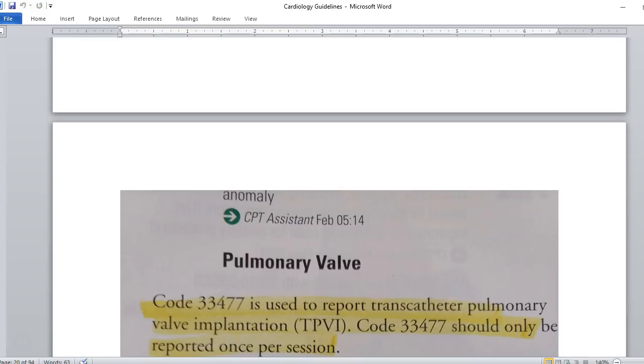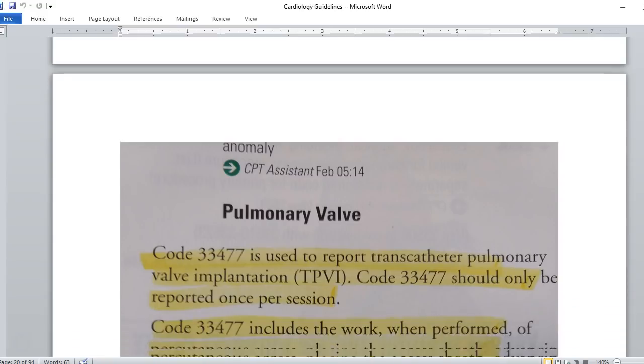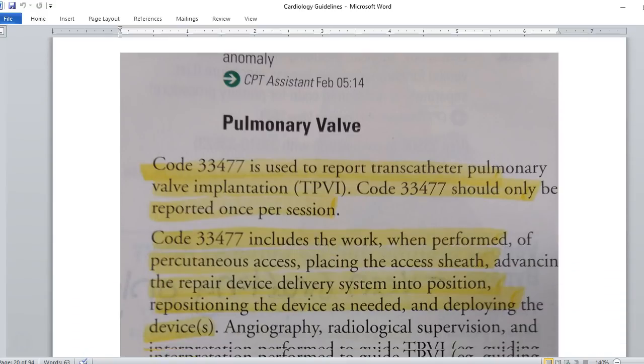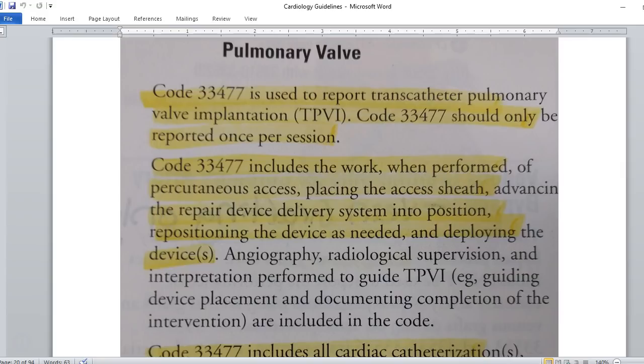The tricuspid valve does not have any guidelines. But again, if it's an issue with the tricuspid valve, there are 5 codes. It's going to be one of those. The pulmonary valve, again, has very, very similar guidelines. Code 33477 is used to report transcatheter pulmonary valve implantations, TPVIs. Code 33477 should only be reported once per session.